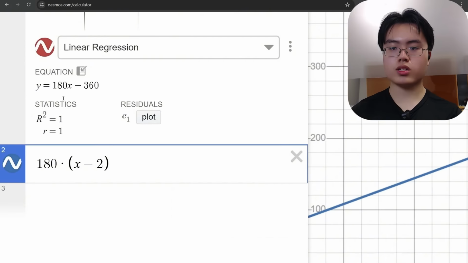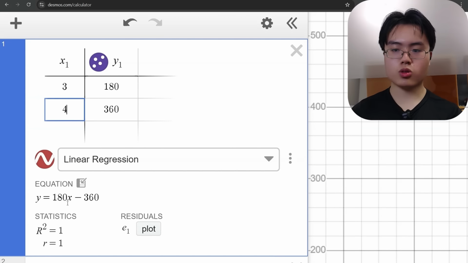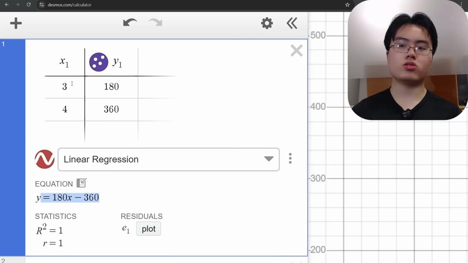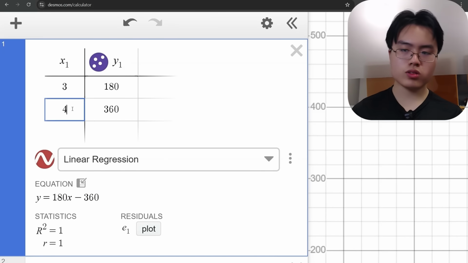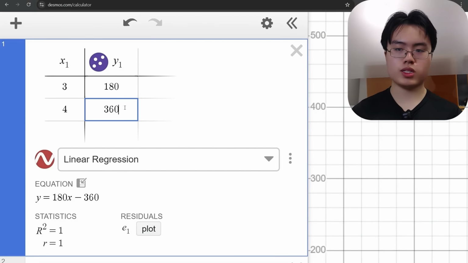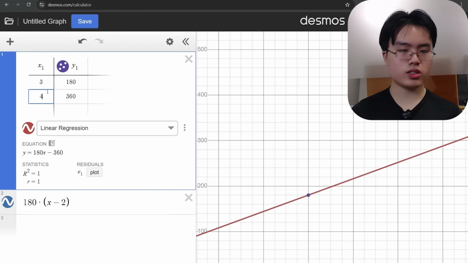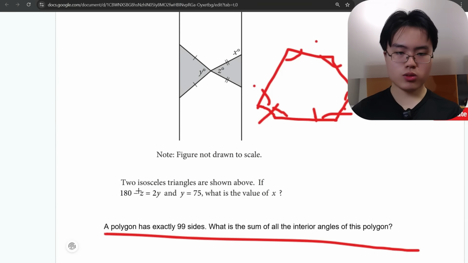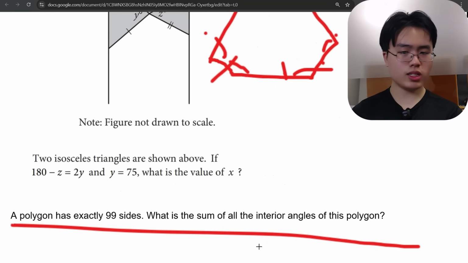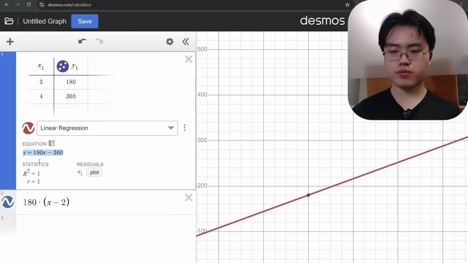So you can get this equation yourself if you forget it. A triangle adds up to this many, a rectangle adds up to this many. We have 2 points on this line, so let's just get the line, and you can get the equation yourself. Anyways, enough of that. This question should be easy for you now because you know the formula, right?